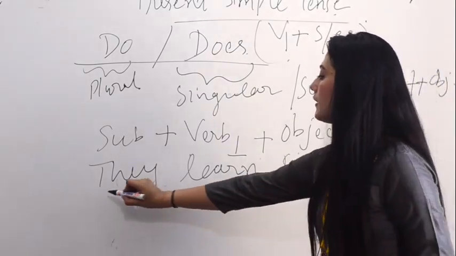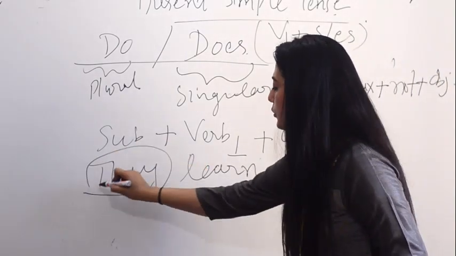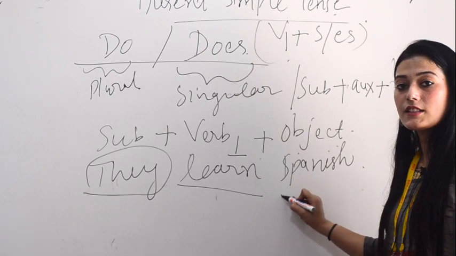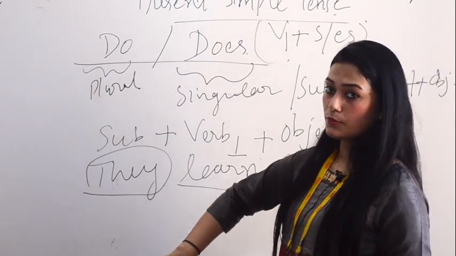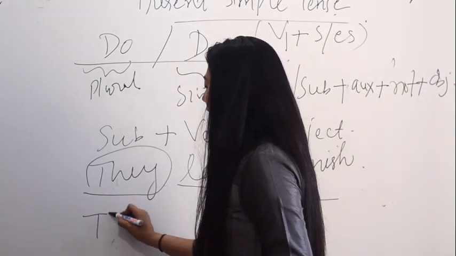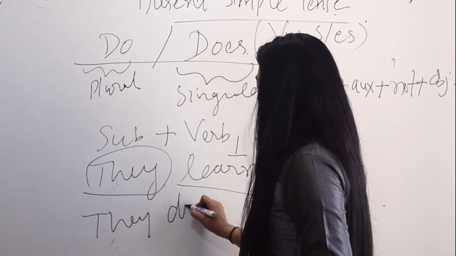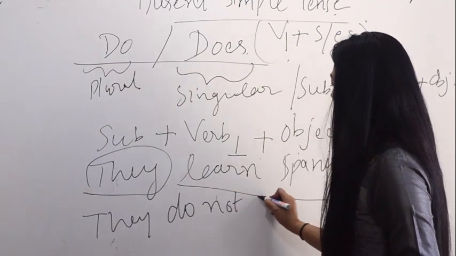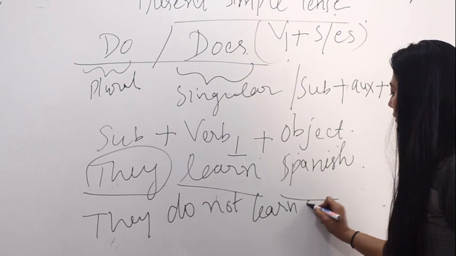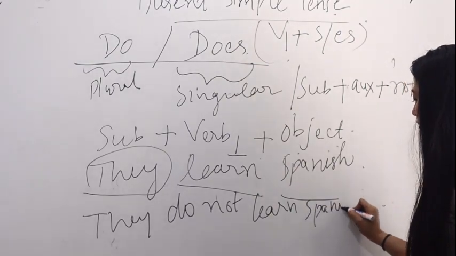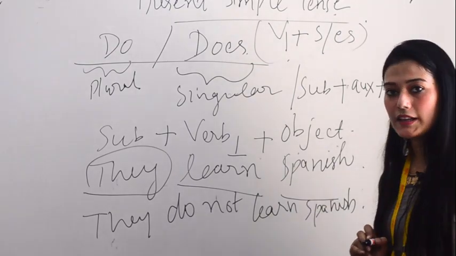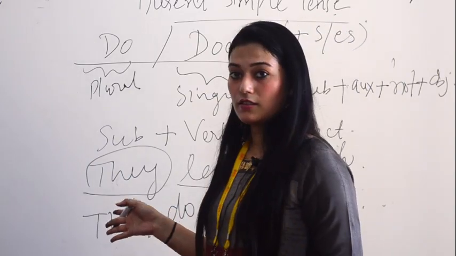Alright, if the subject is plural, the verb's first form plus the object, and if you make it negative, they do not learn Spanish. Alright, I hope you have understood this.